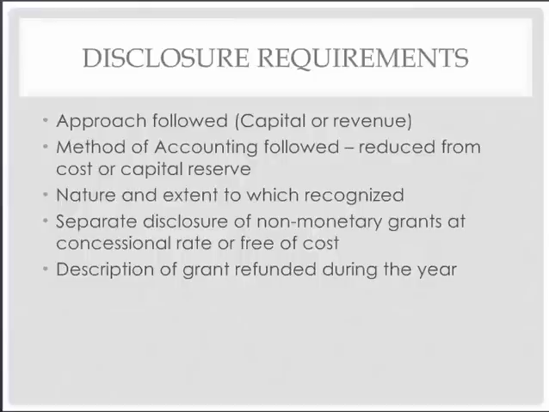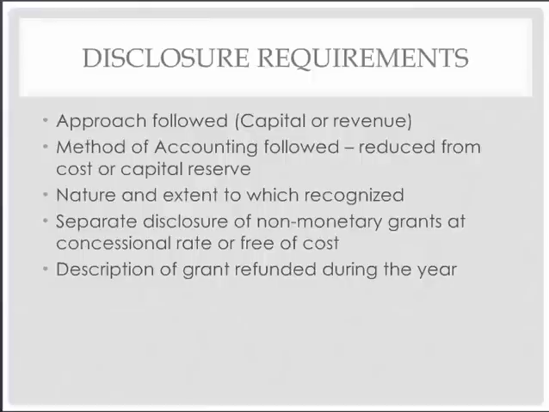Then you have to disclose the nature of the government grant, what kind of government grant you have received. If it is with respect to a specific fixed asset, what fixed asset. Then you have to disclose the extent to which you have recognized it. That means, say you are recognizing 20% every year, or you have recognized 2 lakhs out of 10 lakhs. So the extent to which you have recognized, and the nature of the government grant. Then you have to disclose non-monetary grants if you have received them at a concessional rate or free of cost. You have to disclose that separately.